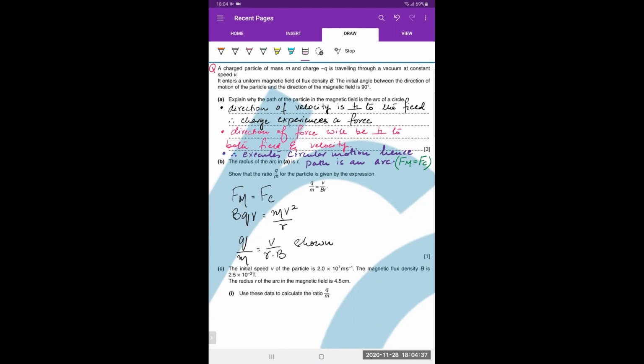It says a charged particle of mass m and charge minus q is traveling through a vacuum at a constant speed. It enters a magnetic field. The initial angle is 90 degrees. Once again, they are asking you why the path is going to be an arc of a circle. The same wordings, kind of. In the second part, they are asking us to show that q upon m is equal to v upon Br. I've done that working, so just read the statements, I guess it will be clear. Now I am moving on to the third part, the C part.